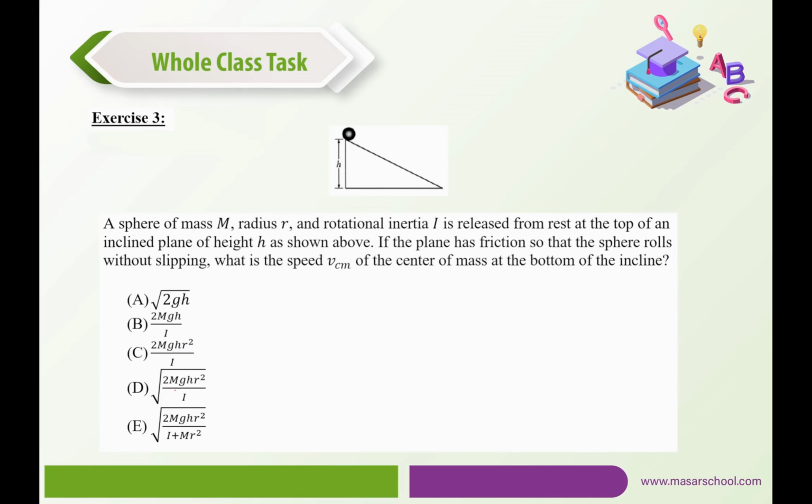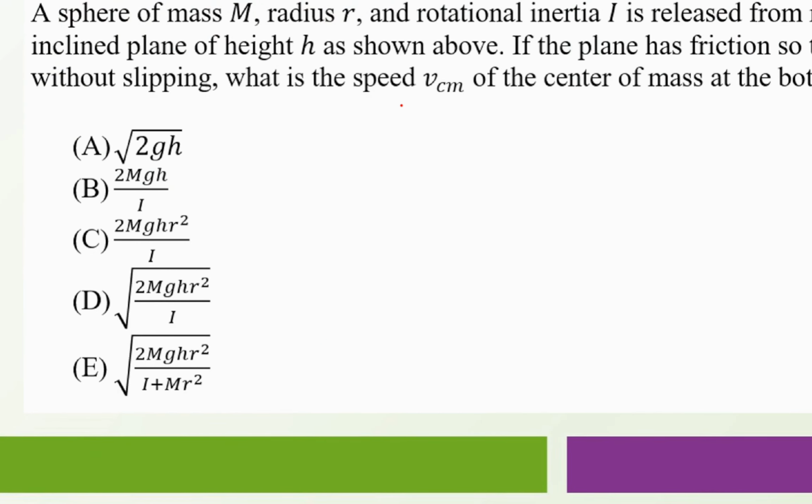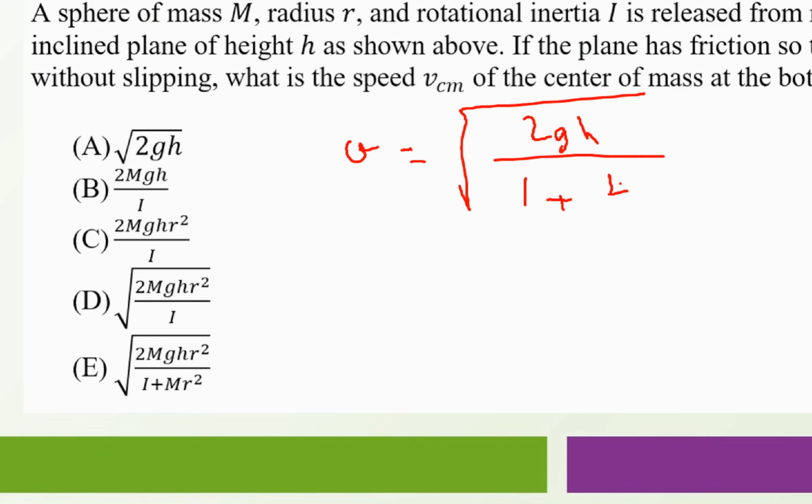Now exercise 3. A sphere of mass m, radius r and rotational inertia I is released from rest at the top of an inclined plane of height h as shown above. If the plane has friction so that the sphere rolls without slipping, what is the speed of the center of mass at the bottom of the incline? We know that it's given by the following expression: radical 2gh divided by 1 plus I, which is I around the center of mass, divided by mr squared. Now notice that none of the answers conform with this because we need to do some modification.